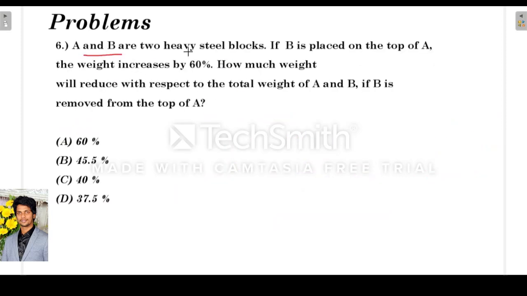So now A and B are two heavy steel blocks. B is placed on the top of A. Then the weight is increased by 60%. So they are telling when B is placed on A, the weight of this is increased by 60%. So let us say this is A, this is B.